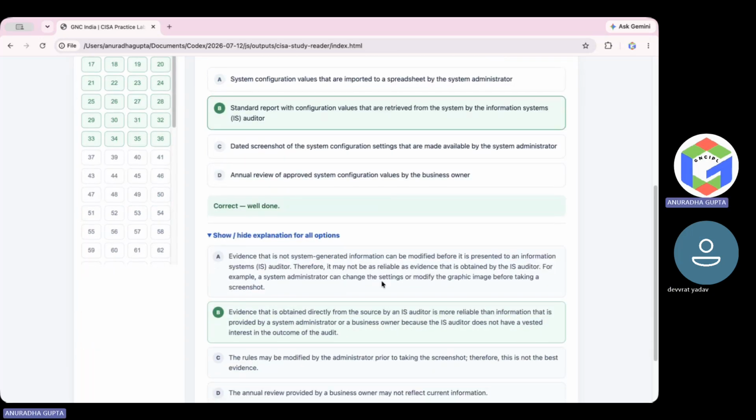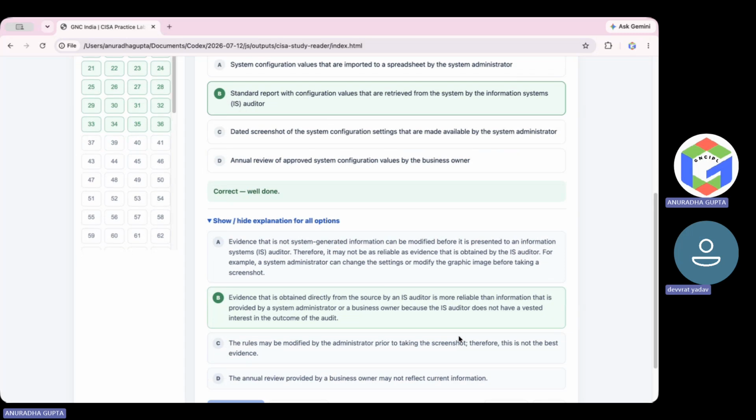The evidence that is obtained directly from the source by an IS auditor is more reliable than information provided by the system administrator or business owner, because the IS auditor does not have a vested interest in the outcome of the audit. In C, basically the rules may be modified by the administrator prior to taking the screenshot, therefore this is not the best evidence. So before taking the screenshot, he can tamper with the data, right?